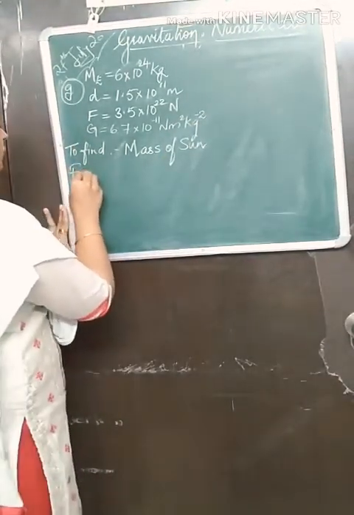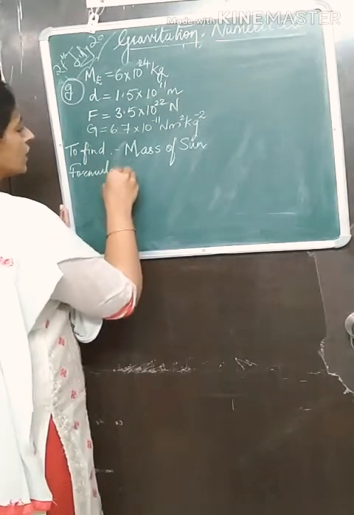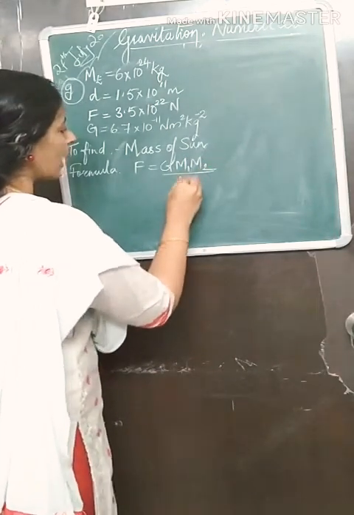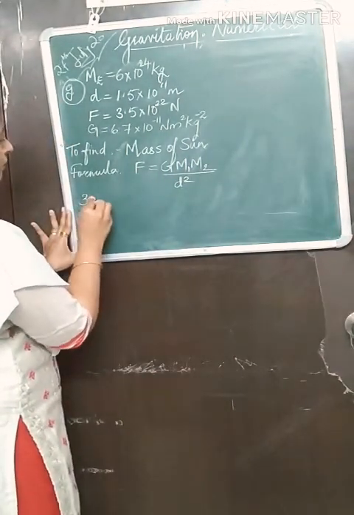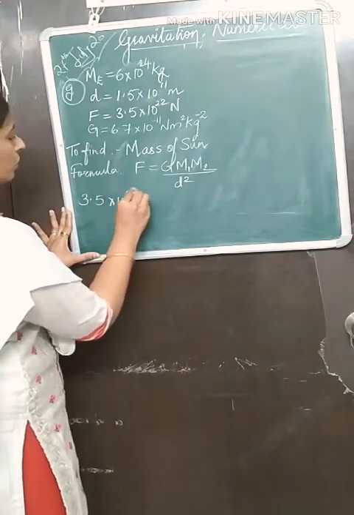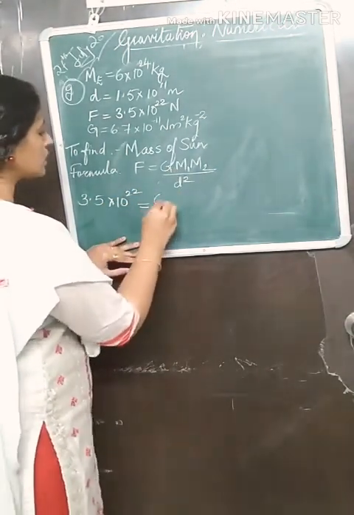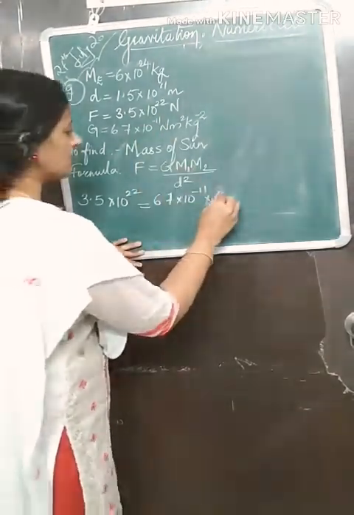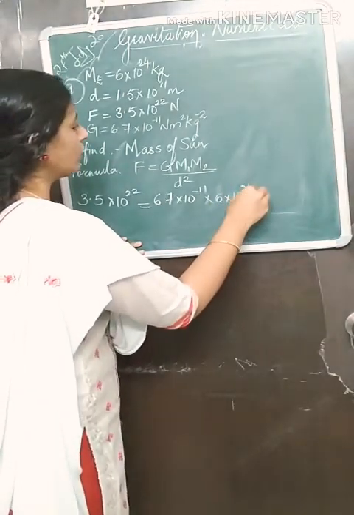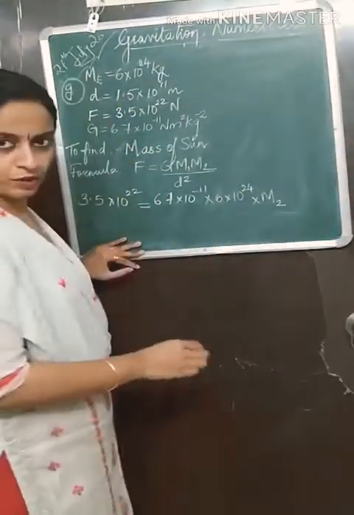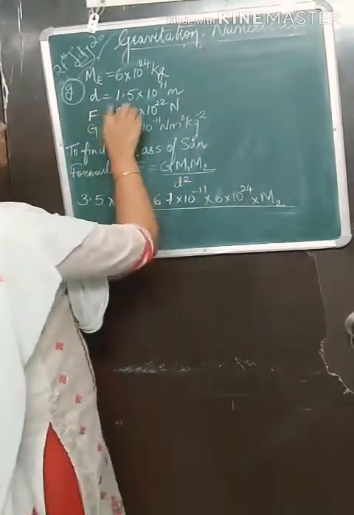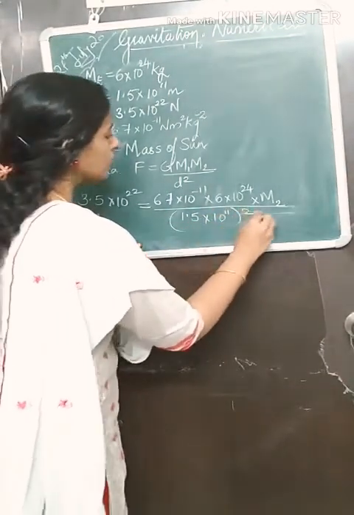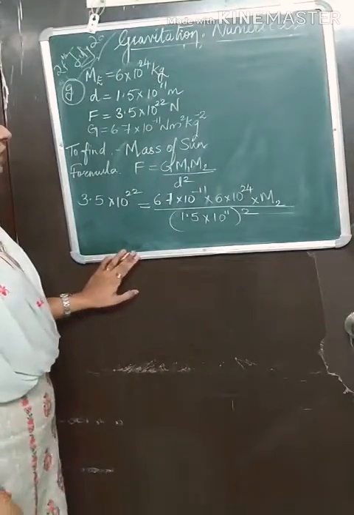Formula remains the same. Formula F is equal to G m1 m2 upon d square. F is given as 3.5 into 10 raised to 22, G is 6.7 into 10 raised to minus 11, m1, that is Earth's mass, is 6 into 10 raised to 24. m2 we don't know, so I wrote m2, upon distance, given as 1.5 into 10 raised to 11, the whole square. Distance is given in meter, so you need not convert anything.